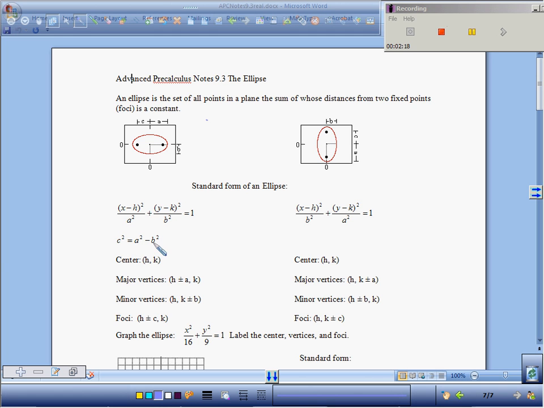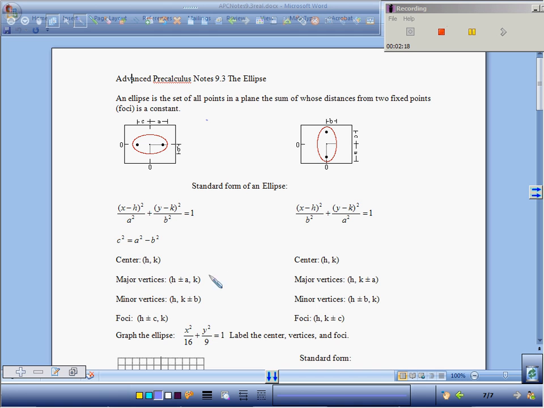And a, b, and c: a is the distance from the center to the vertex, not to the focus. b is the distance from the center to this point up here, which is a point on the minor axis. In this case, this point is b. And c is the distance from the center to the focus. And they're related by this equation: c squared equals a squared minus b squared.